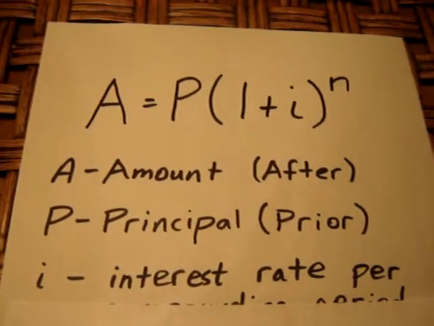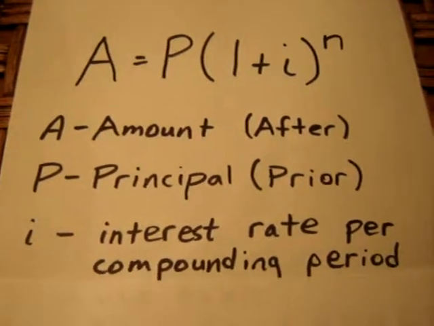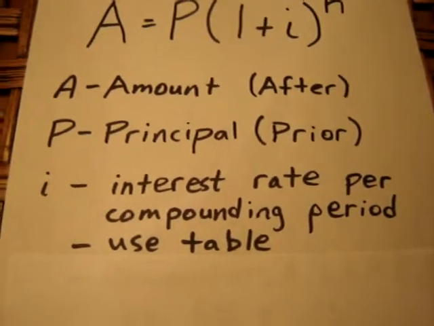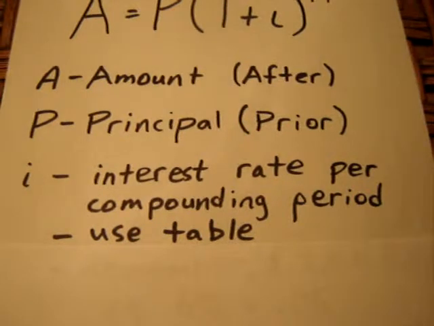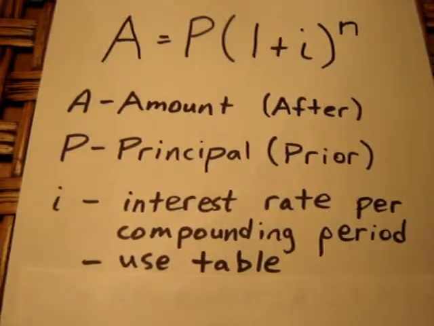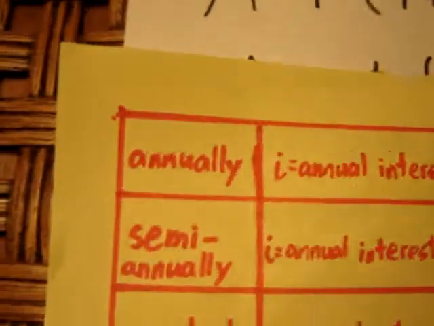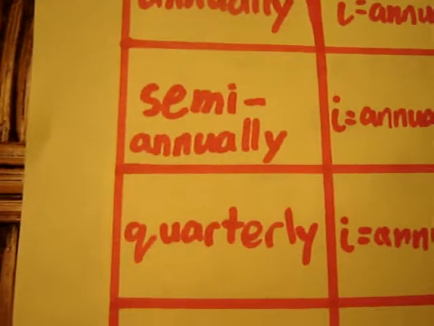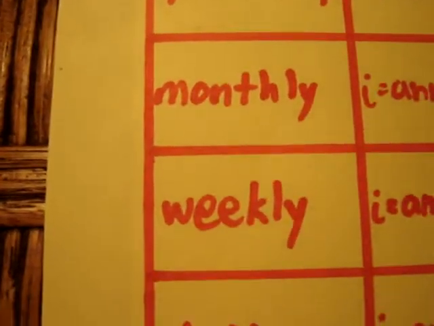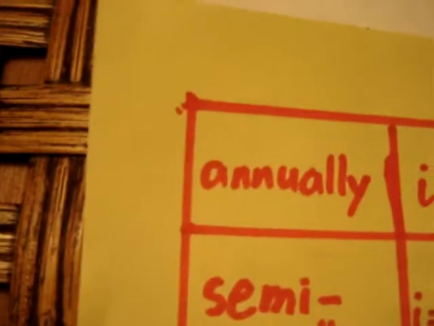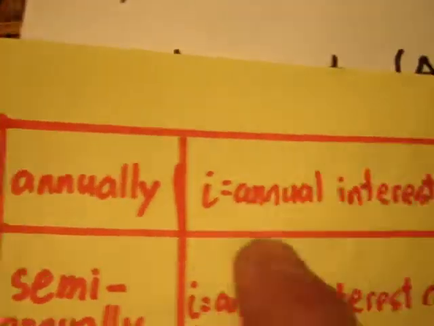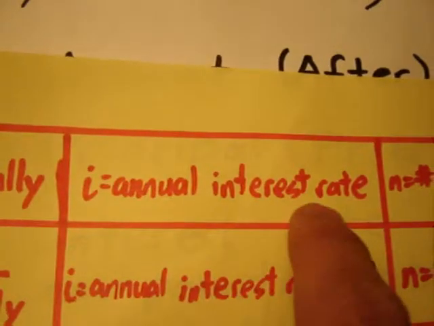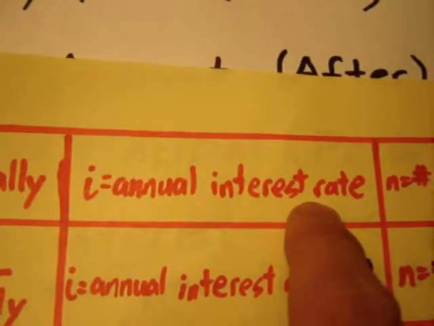Now, the little letter i stands for interest rate per compounding period. And in order to figure out the value of the little letter i, we use a table. The table might look something like this. Various compounding frequencies include annually, semi-annually, quarterly, monthly, weekly, and daily. There are others. And in each of these cases, i equals the annual interest rate divided by the number of periods in the year.